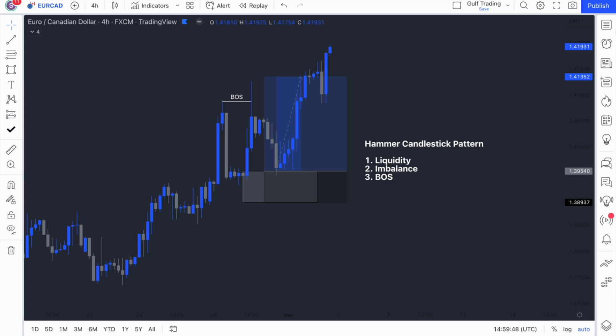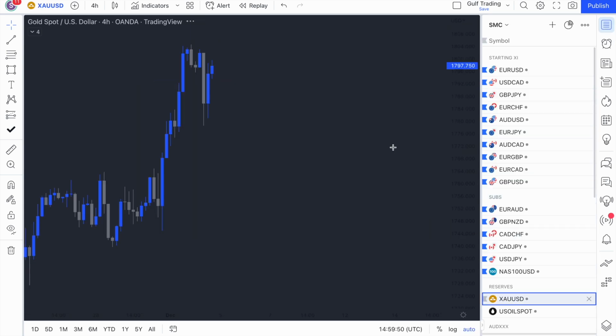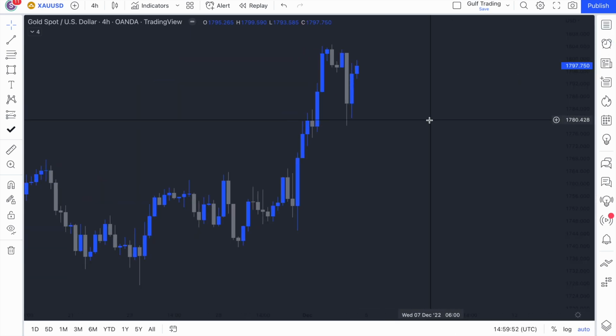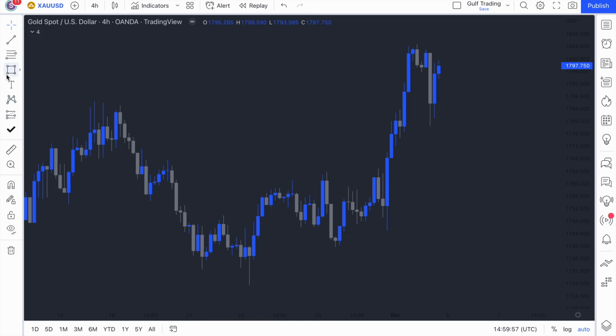However, there was another setup that I didn't take because I don't trade gold, but just something to look at. Over here, you see this hammer candle. The body's a lot smaller than the wick, and the wick is going down, and then price was reversed up. Broke structure here, and left some imbalance. This in here. So you've got those three.